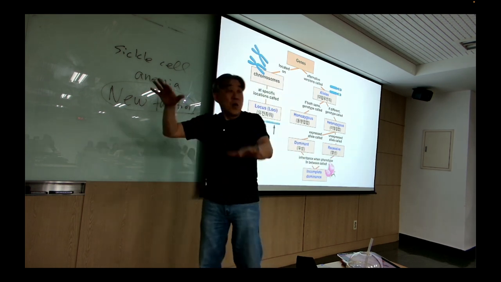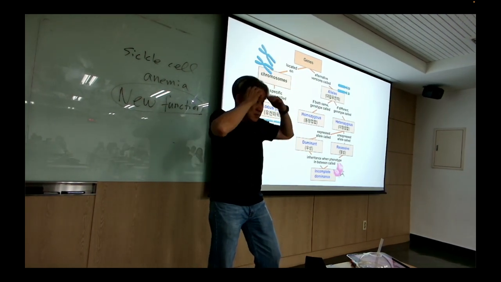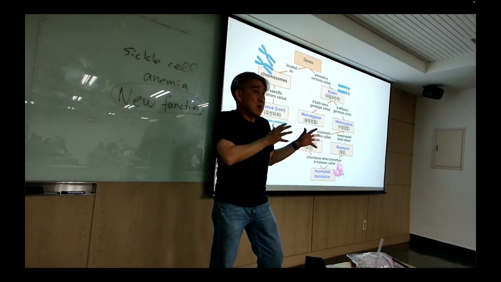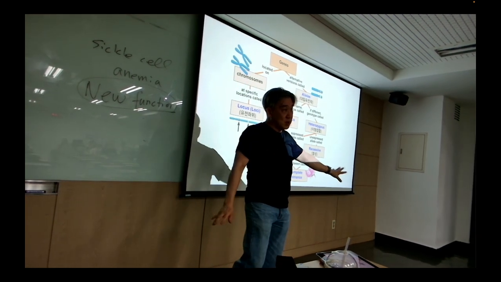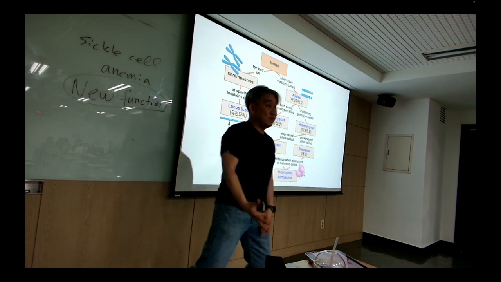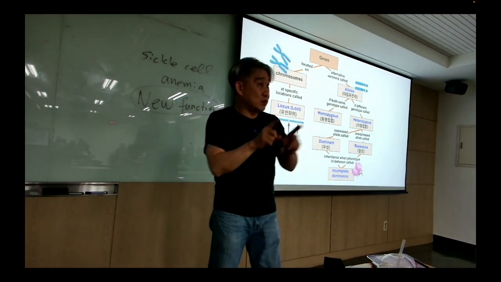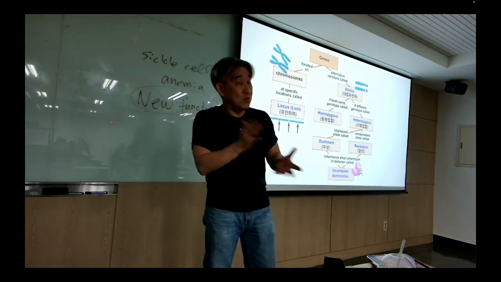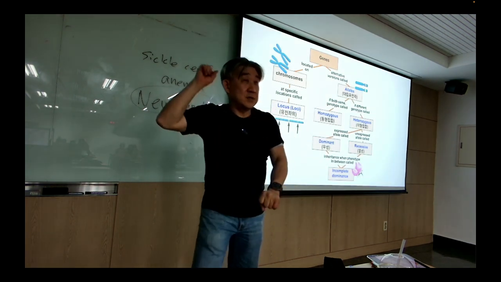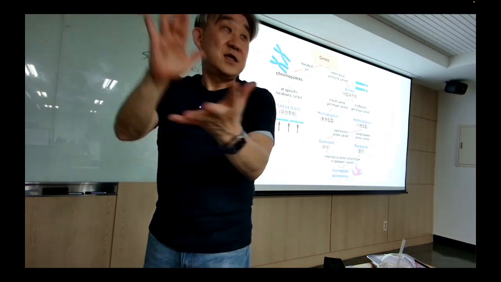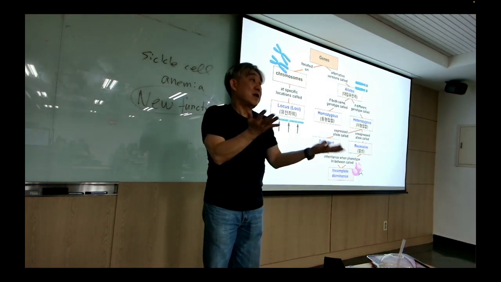So anyway, a simplistic way of distinguishing recessive versus dominant is: if you lose your function, it will become recessive. If you gain a new function, it will become dominant. But there are two ways of gaining new function. One is a totally new function. Another is that the existing function is interfered with due to interaction.